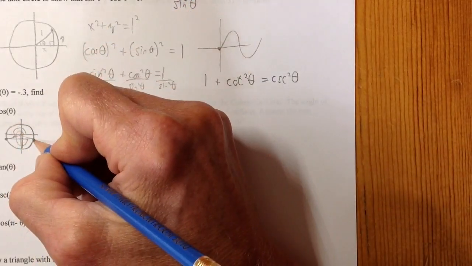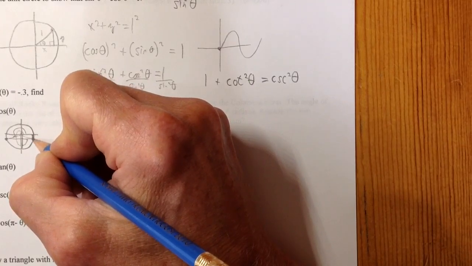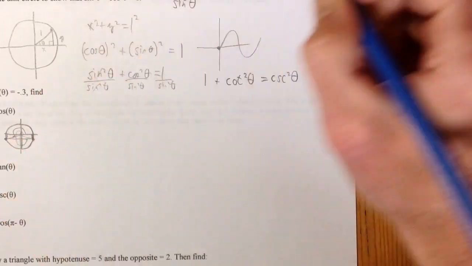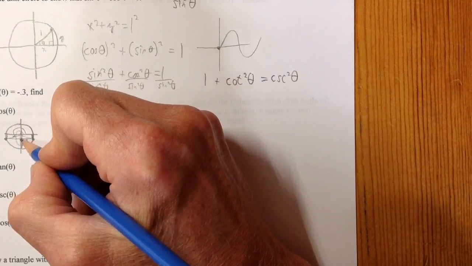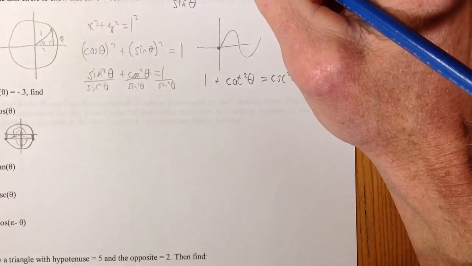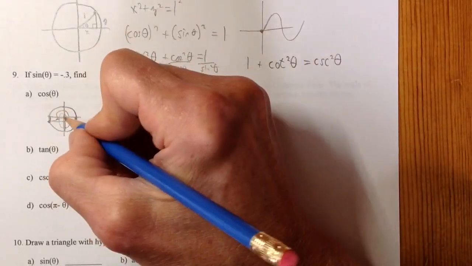Or actually, cosine theta is the x value, right? So the x value will be something right here, positive, and then the negative one. So if we know one, we know the other one, because there's always going to be a positive one and a negative one. For the y value to be negative 0.3, there are 2 possible x values, but one's positive, one's negative. Okay, that's a pretty bad picture, but hopefully you can figure that out, right?